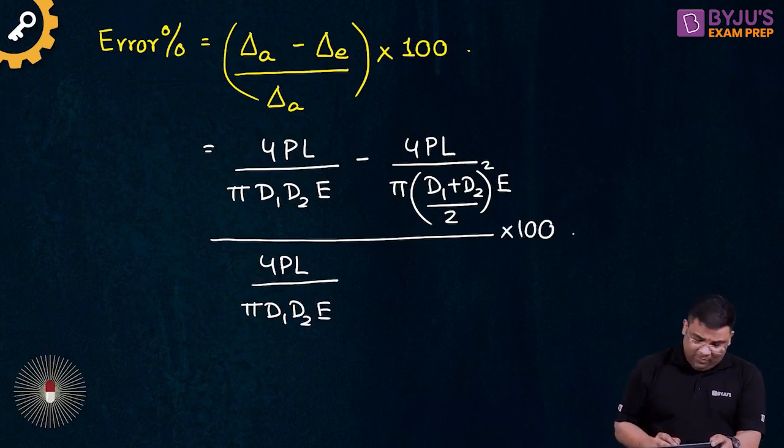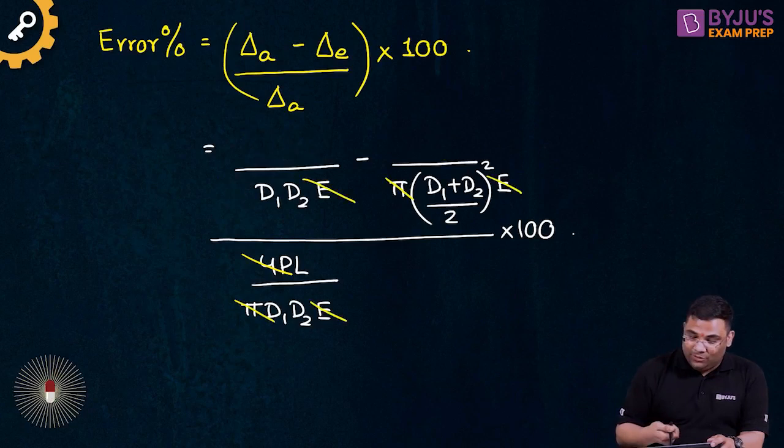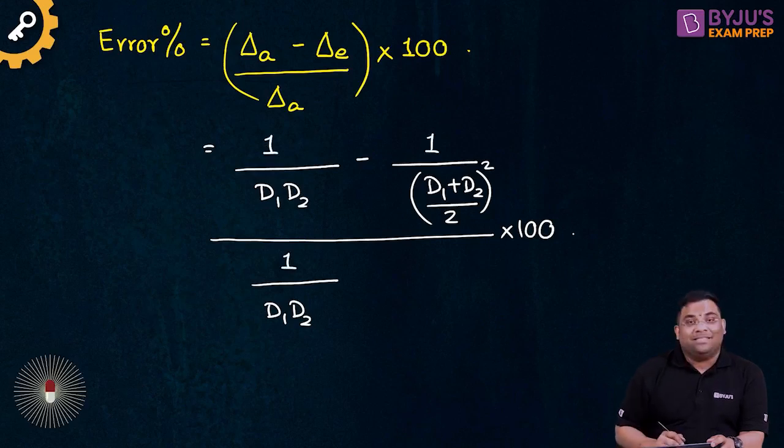Now you see, in the numerator and denominator I can cancel this 4P, actually I can cancel the whole 4PL. Pi, pi, pi I can cancel. E I can cancel. So what will happen? If I erase all these things, this expression will change to this particular thing, right? Now you see, this numerator I can multiply like this, and this will become what?